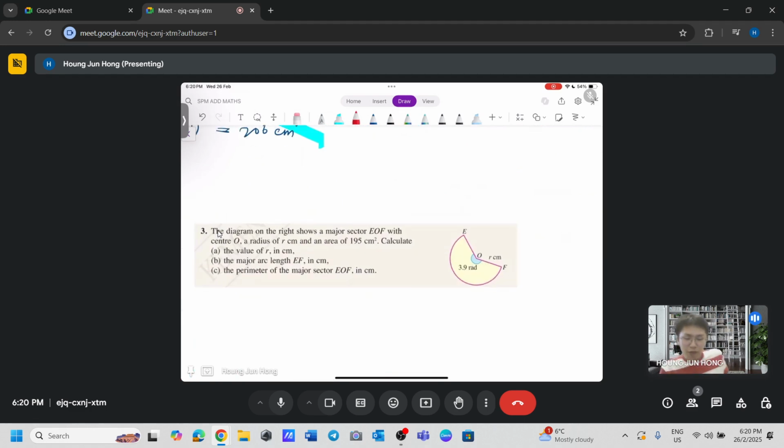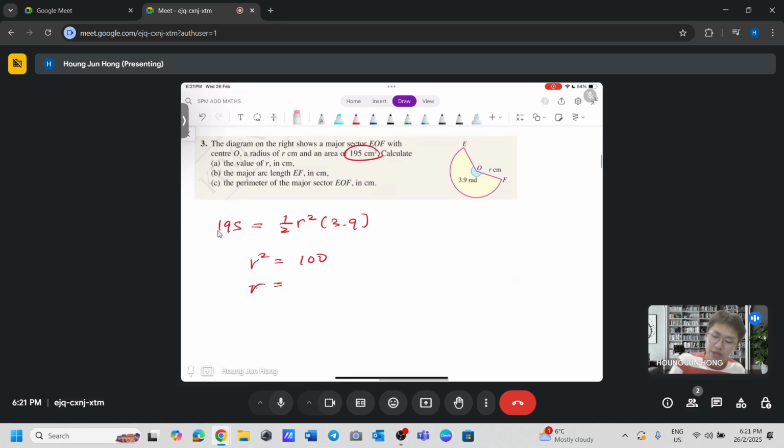The value of r, once again, should be simple because this says the area is 195. So you just have to do 195 equals half r squared theta. r squared is not known, and theta is 3.9. Just solve for r squared, which is 100. Again, r equals plus or minus 10, but of course we reject the negative 10.